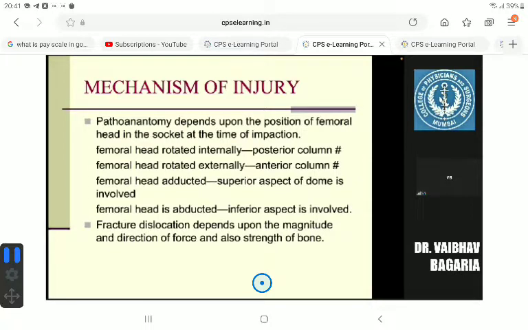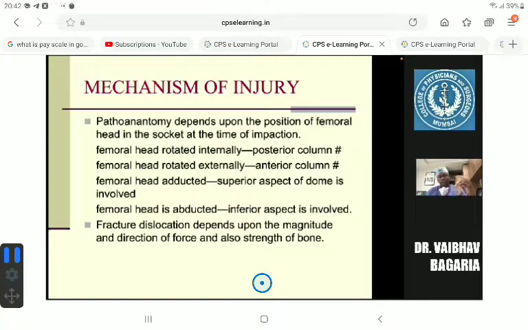So I'm trying to get a model so that I can show you in person here, and I'll switch on my video here. So I've got this model here. I hope everyone is able to see. So this is the model, and if the head is internally rotated, this is the external rotation, this is the internal rotation. If the head is internally rotated, it will impact here and cause the posterior column to get fractured here.